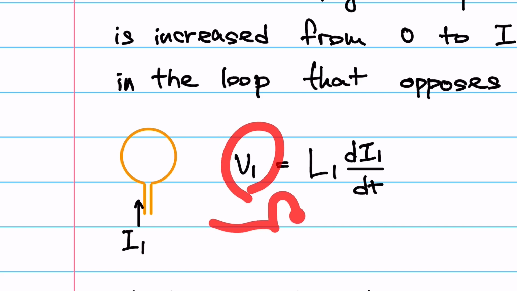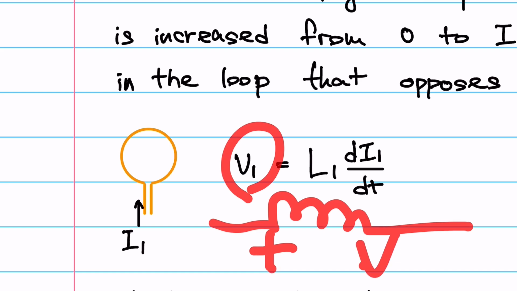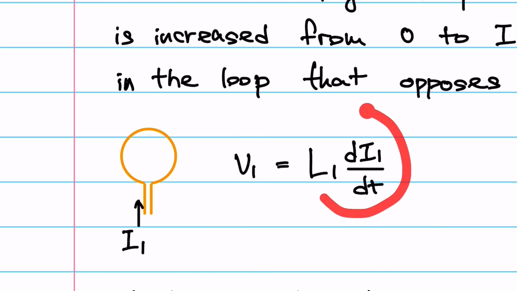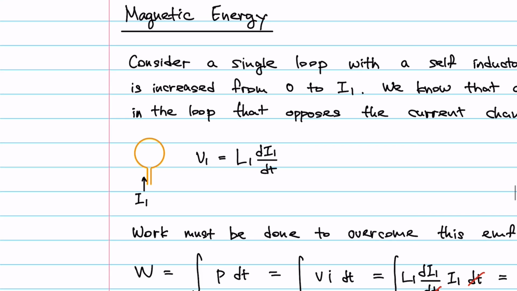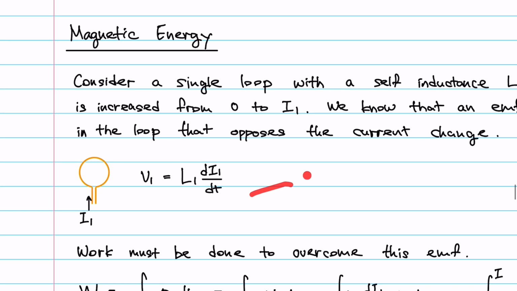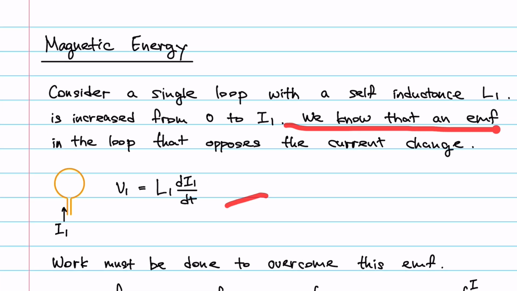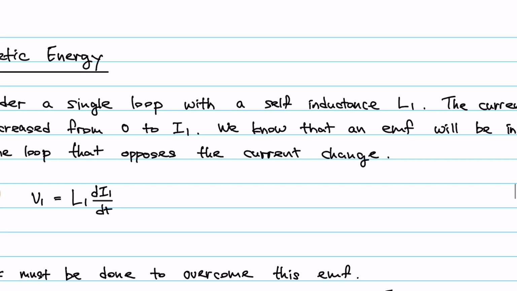So if you have an inductor, you would have learned that the voltage across the inductor is given as the L1. So this is just a single loop inductor. It's L1 times the slope of the current, which is di1 over dt. Okay, so if you increase the current from 0 to I1, we know that an EMF voltage in the loop that opposes the current change will occur.